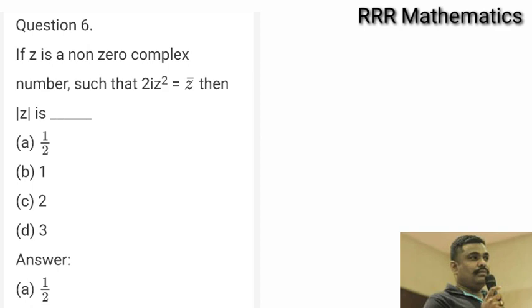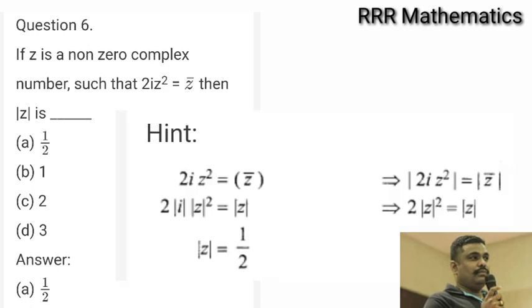Question number 6. If z is a non-zero complex number such that 2i z square equals z bar, then find mod z is dash. See, in this case we have 2i z square equals z bar. I will take modulus on both sides. So it will be mod 2i z square equals mod z bar with modulus.